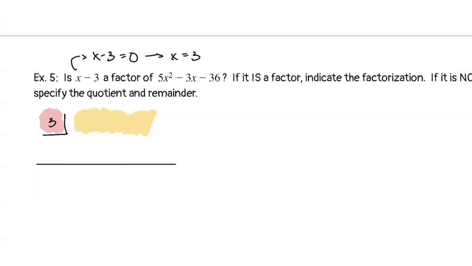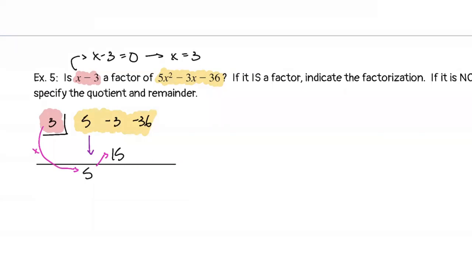Yeah, exactly. We're going to go back into our dividend. We're going to grab just the coefficients and see 5, negative 3, negative 36. All right, so let's walk through this process. First thing I'm going to do, I'm going to go ahead and bring this 5 down. Get a 5. I'm going to take the 3 and the 5, I'm going to multiply them, and I'm going to write that number here. 3 times 5 is 15.